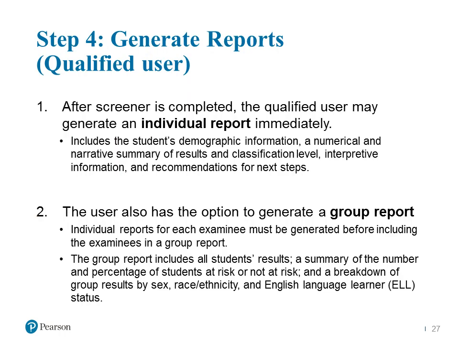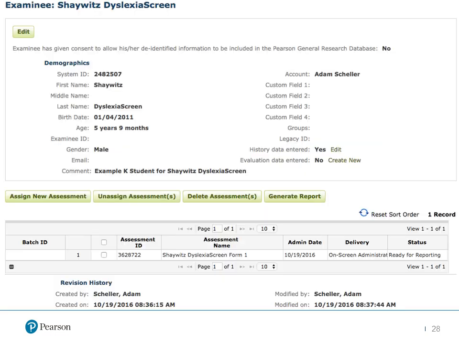Okay, and then step 4, the last step, is just to generate the reports. Again, that's the person who holds the Q Global account. After the screener is finished, they can generate an individual report immediately. So again, remember what I talked about, the individual report is just for that one student. They can print that off immediately. Or they have the option to generate that group report. And again, the group report, all that really needs is a bunch of students, and you can select however many you want, and you can aggregate all that information into one report.